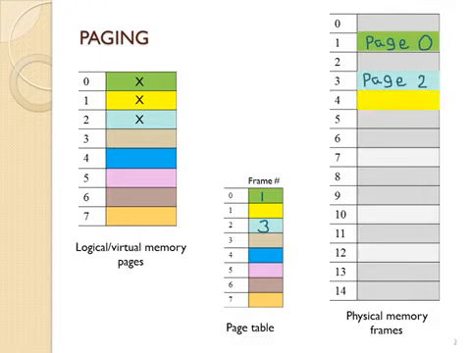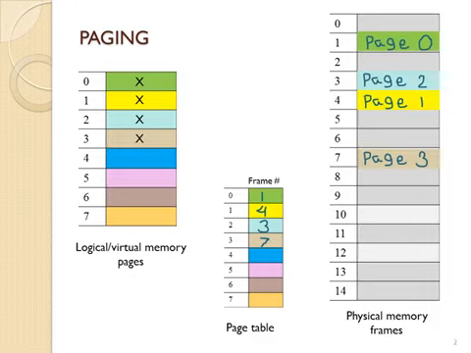If the page is not in a frame, that's called a page fault, and we will be discussing that as well. So now I put page 1 into frame 4 and I put an entry in the page table, and now I need page 3. So I check, is page 3 in a frame? No, it's not. I have a page fault. I find a free frame, I put page 3 into that frame, and then I put an entry into the page table that page 3 is in frame 7. So that's an example of how paging works.